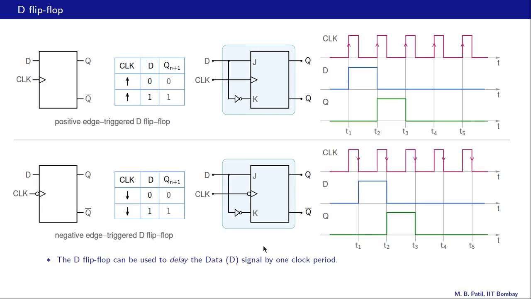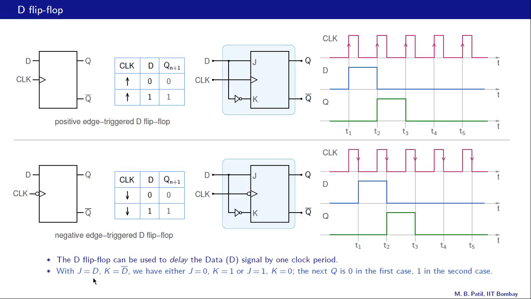Alright, let us summarize. The D flip-flop can be used to delay the data signal by one clock period. So this D is called the data input, and that's why it is denoted by D. And what is this delay that we are talking about? Let us compare this waveform and this waveform, and we see that this output is a delayed version of the input, and the delay is one clock period, and the same thing happens here as well.